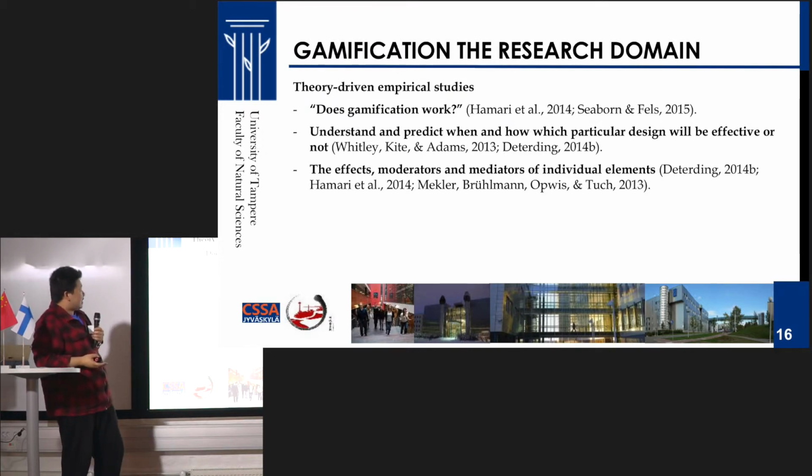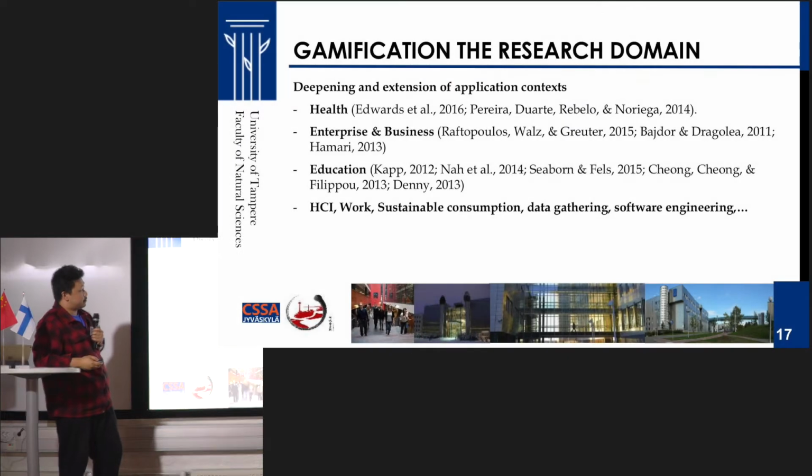There are also other aspects of these empirical studies, like understanding and predicting when and how a particular design will be effective. Are badges effective in some way, is a leaderboard effective in some way, why we use points, why we use these, why we use that. That is how they do research there. And also the effects, like mediators and individual elements, how to combine different elements, why this works, why that works. Yes, this is the empirical study branch of the gamification research domain.